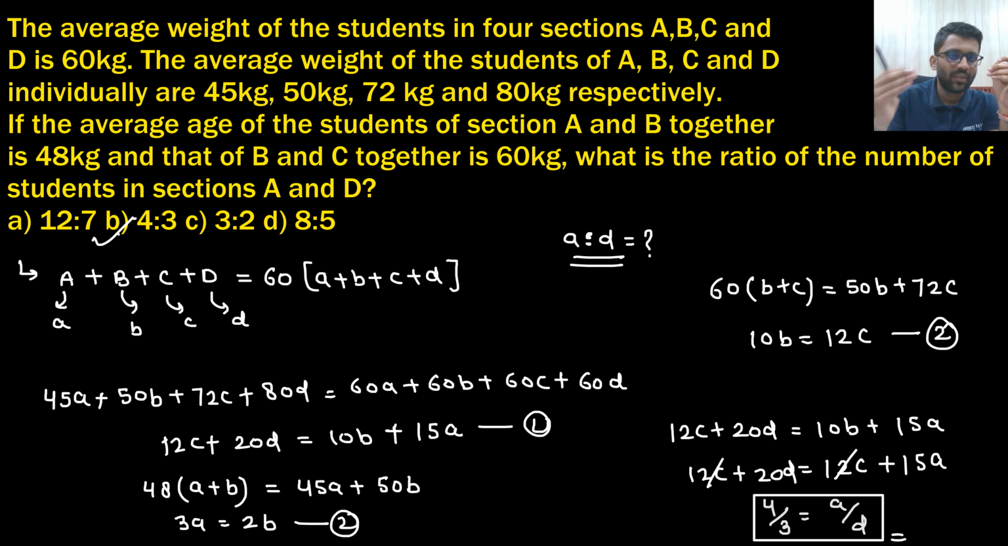Then for AB together and BC together, averages are also given. Then we can find 2 more equations, from where we could get the ratio A to D. That is 4 by 3.